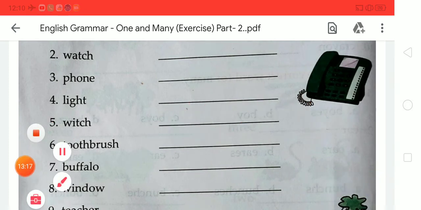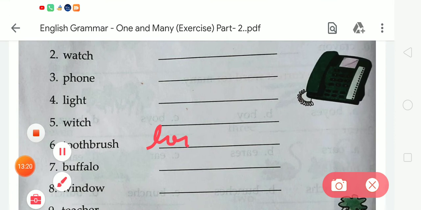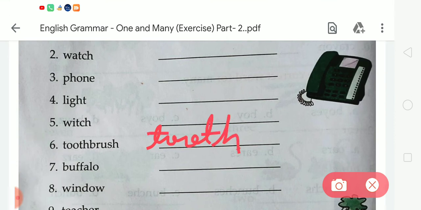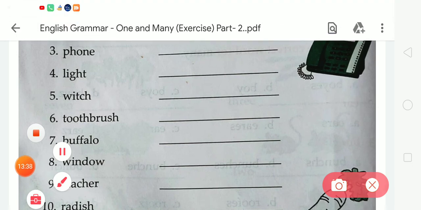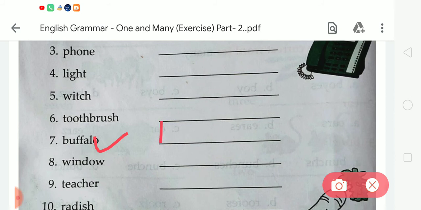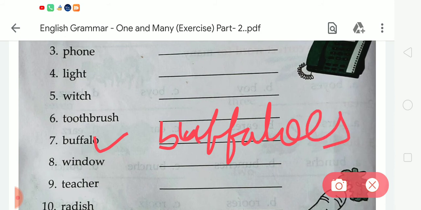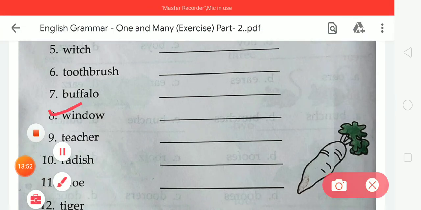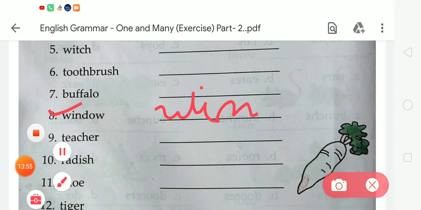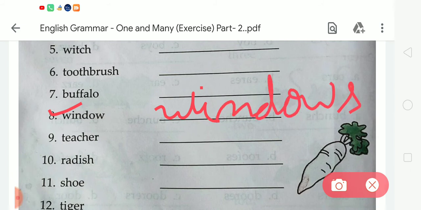Okay, so we have to write here toothbrushes. B-R-U-S-H-E-S, toothbrushes. Okay student, now next is buffalo. So student, we again add ES, buffaloes. Now the next is number 8. In number 8 there is window. So to change their form, we have to add S, windows.